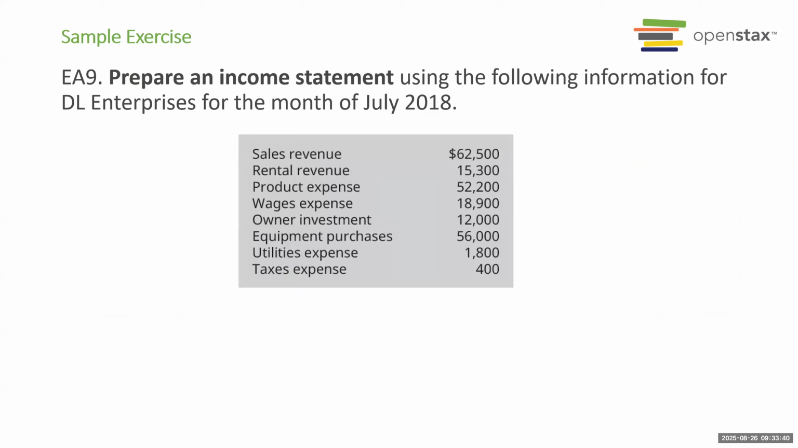You'll notice that the owner's investment and the equipment purchases are not part of the income statement. The income statement covers a period of time. And as we'll see later on, the owner's investment is a balance sheet item, as are equipment purchases.